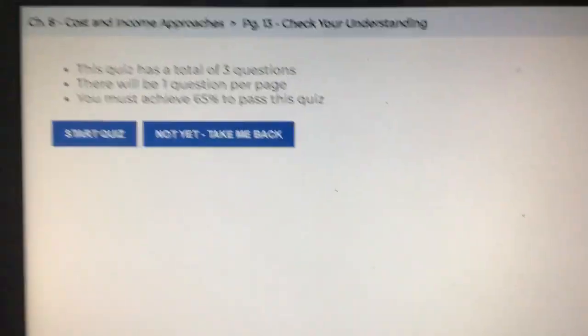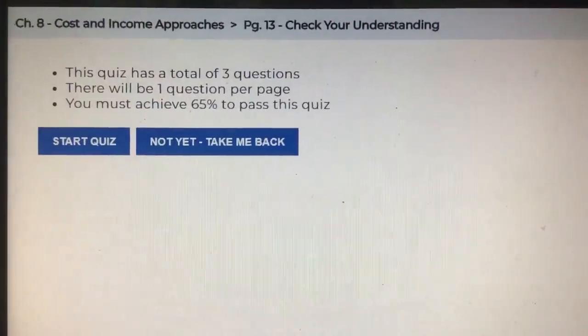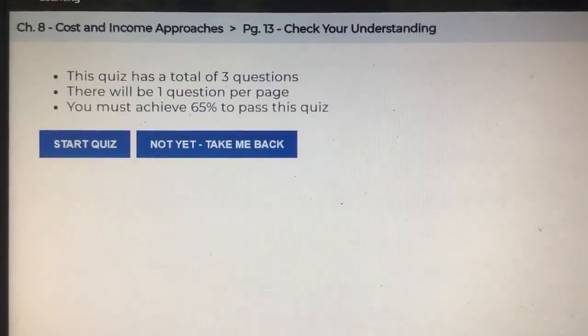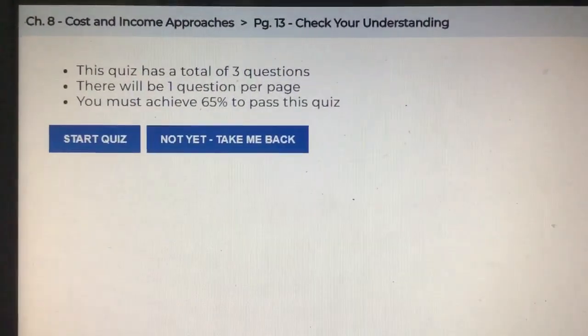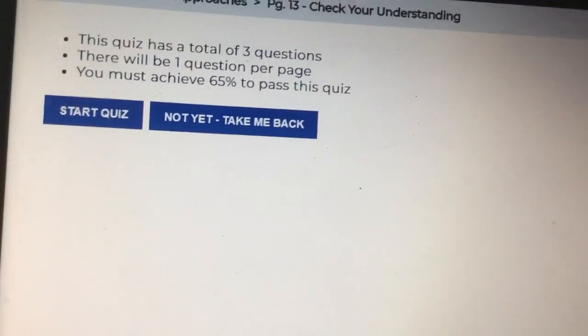Page 13. Check your understanding. This quiz has a total of 3 questions. There will be 1 question per page. You must achieve 65% to pass this quiz. Start quiz.